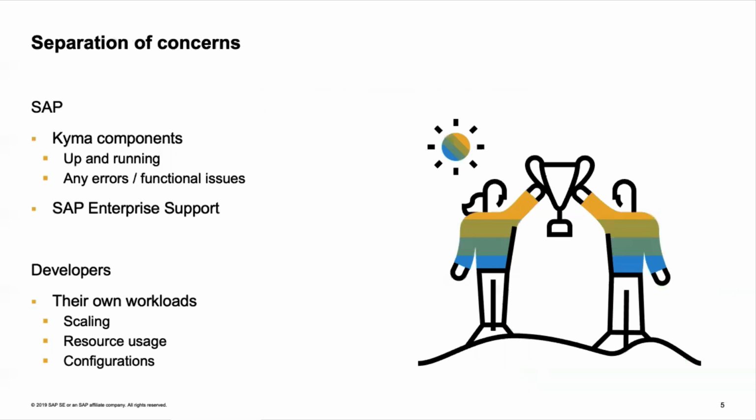Okay, so let's start with our agenda topics. First part, the separation of concerns. As we saw, what all is part of the Kyma runtime: it is Kubernetes plus X, and X is all those features that we just had a brief look at. From the SAP side, it is a responsibility of SAP to ensure that apart from the Kyma runtime itself, all those components are up and running.